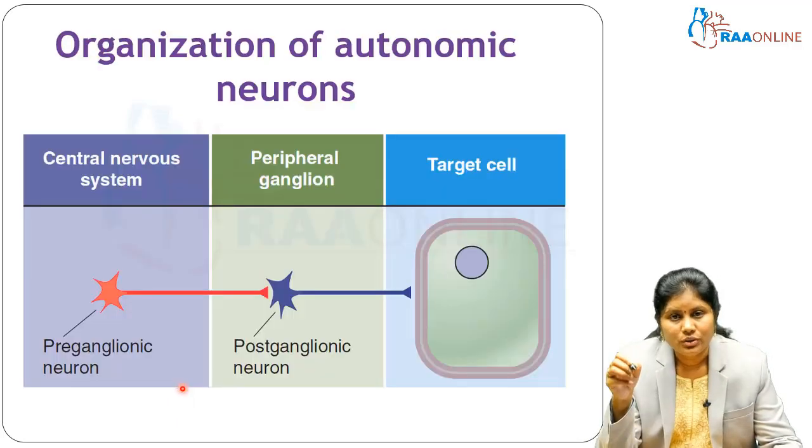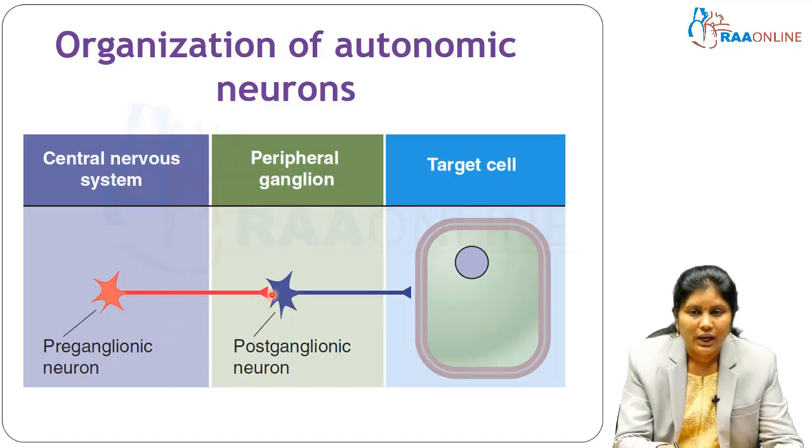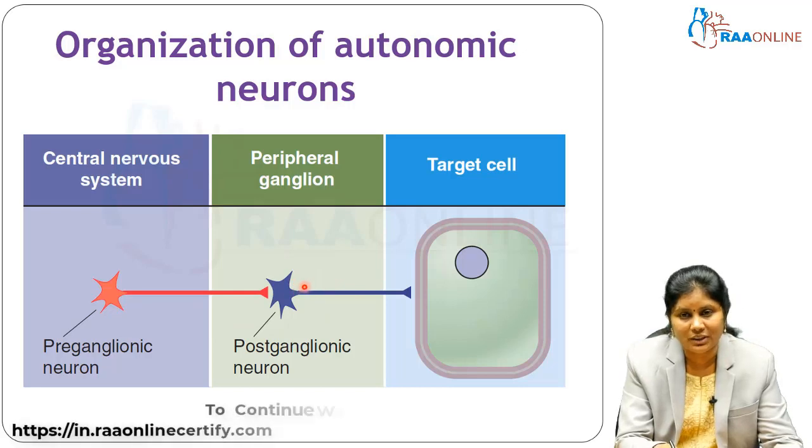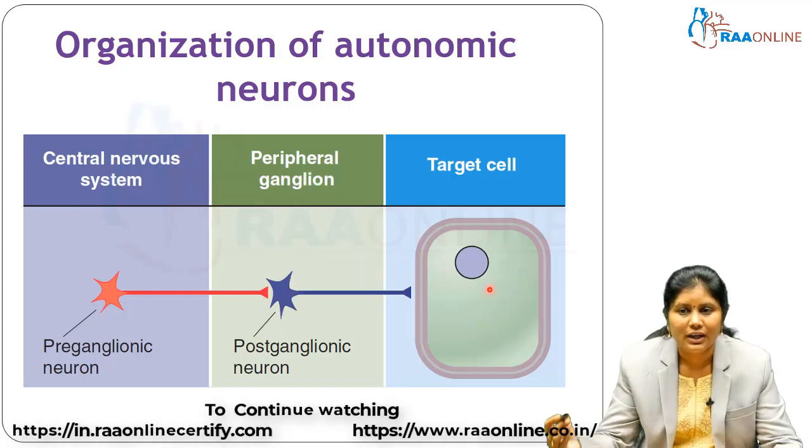So the autonomic neuron specifically, we just saw that it is a 2 neuron system. Okay, so from the origin in the central nervous system, that is the brain and the spinal cord, it originates. It is called as preganglionic neuron, and in between you have got a peripheral ganglion. Okay, mostly the paravertebral ganglion, and from the paravertebral ganglion a postganglionic neuron arises and it reaches the target cell.